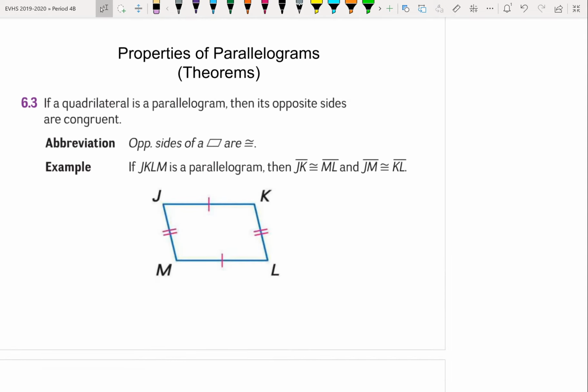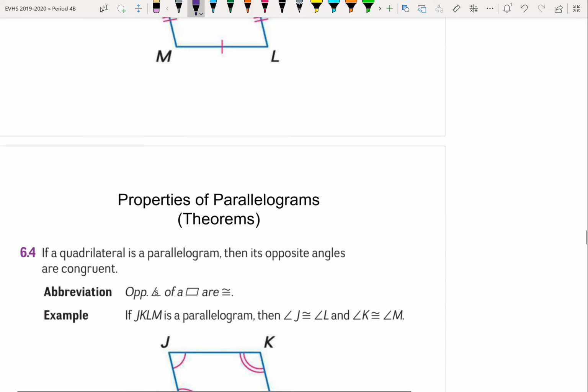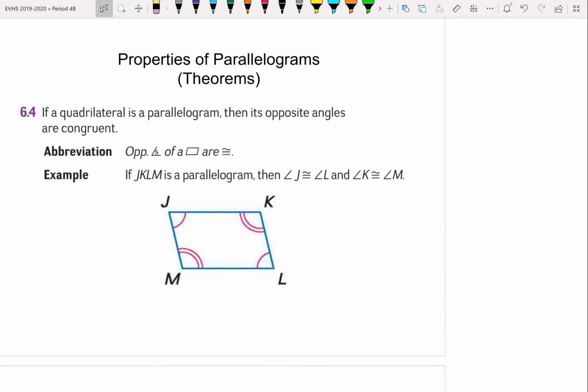So several properties of parallelograms. First off, opposite sides are always congruent. So here JK is congruent to ML and also JM congruent to KL. Think of this as a rectangle that's gotten lazy and fallen over, and then it all just makes sense. Those two are equal, those two are equal. Also, opposite angles are congruent. So here M and K are congruent and J and L are congruent.